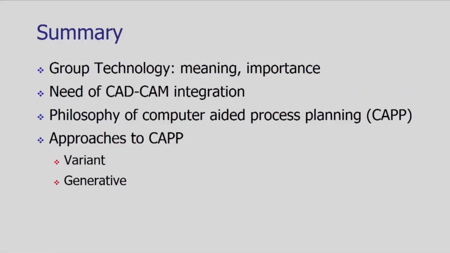So let me summarize lecture 1 of week 12. In this lecture we have studied the meaning of group technology. We have seen the importance of group technology from the perspective of the product life cycle. We have seen the need to go for CAD-CAM integration and how to integrate CAD and CAM, how to bridge the gap between CAD and CAM. There is a philosophy of computer-aided process planning that we studied. There are various approaches for CAPP: the variant approach and the generative approach. These approaches we learned during this lecture.